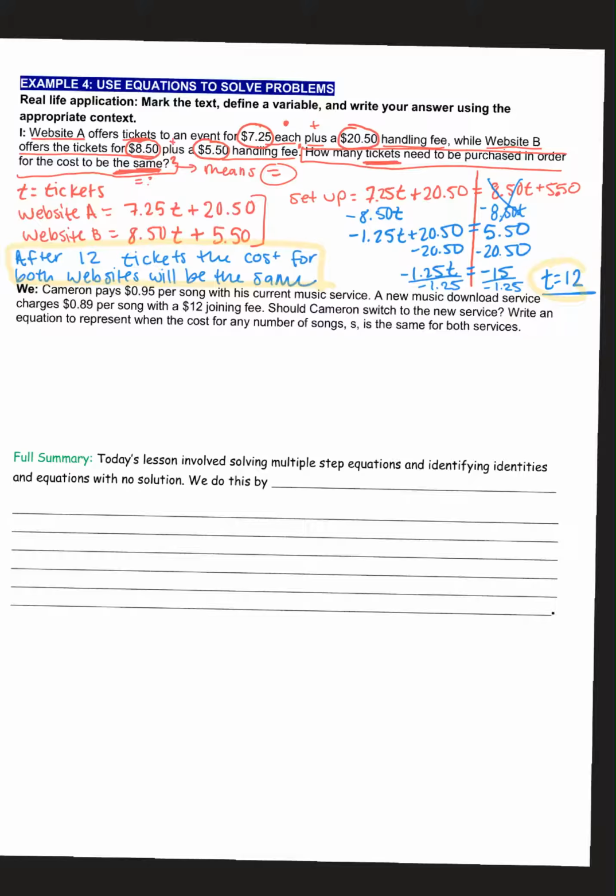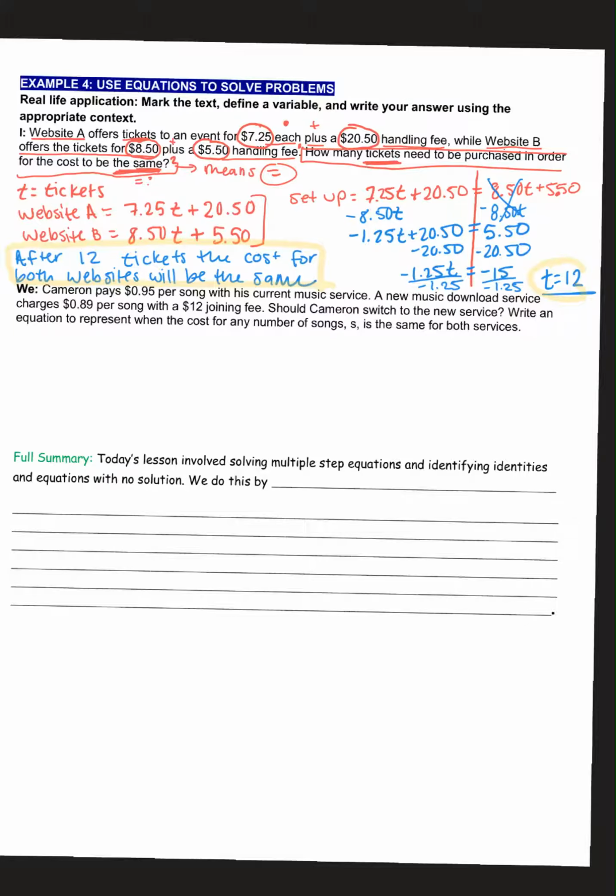Okay. Let's help start the we do off. And then it's all you. Going back to presenter. Okay. So Cameron pays 0.95, so that's 95 cents per song with his current music service. A new music download service charges $0.89, so 89 cents per song with a $12 joining fee. Should Cameron switch to the new service, write an equation to represent when the cost for any number of songs S is the same for both services.